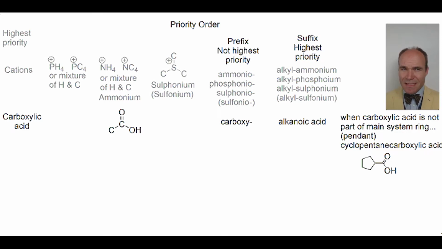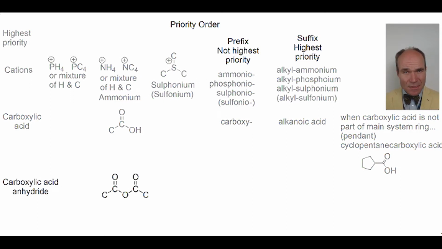What functional group is the next highest priority after carboxylic acid? That is carboxylic acid anhydride. If it's not the highest priority functional group in the molecule, it's called alkanoxy carbonyl. The alkane is going to change. Again, it's generic. It may be methan, ethan, propan, butan, etc.